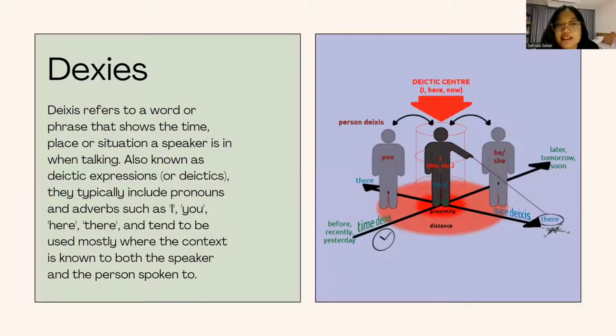So, the next is deixis. Deixis refers to a word or phrase that shows the time, place, or situation a speaker is in when talking, also known as a deictic expression. They typically include nouns and adverbs such as I, you, here, there, to be used mostly where the context is known to both the speaker and the person spoken to. So there are three examples that we found.